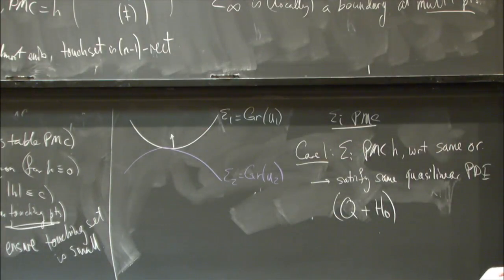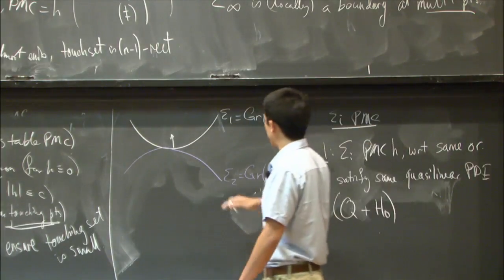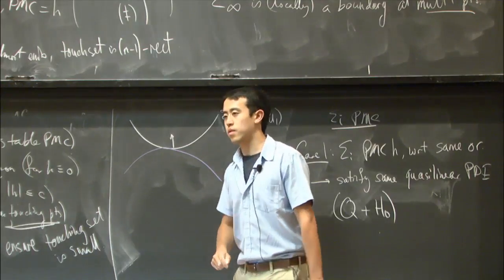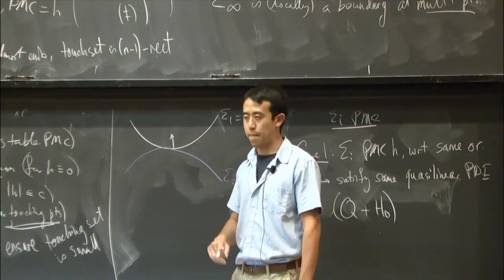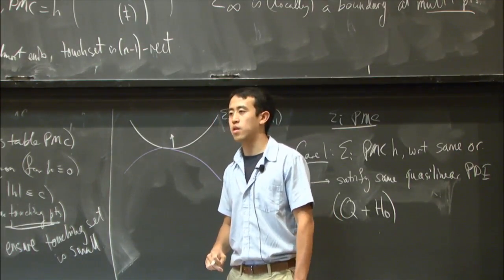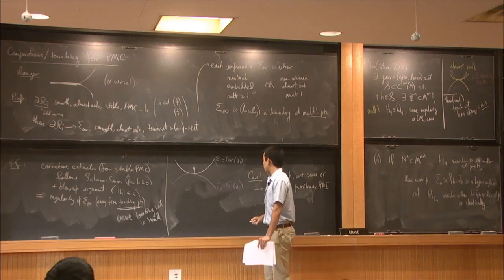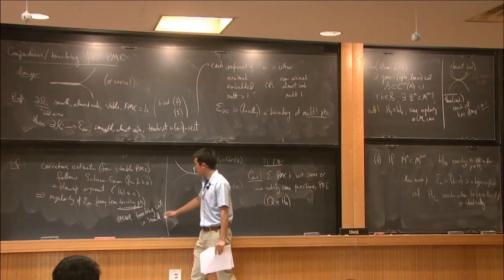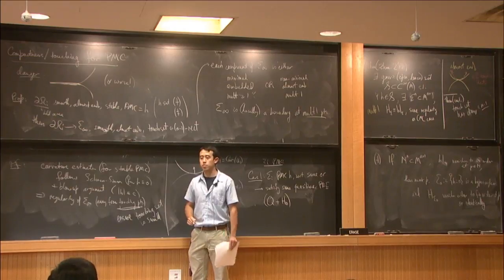Sorry. So the sigma, there are what, like two components, right? So there are two different components, and in the limit they're going to touch? Yeah. And you can think of it like that. And what are you trying to prove? So I'm trying to show that the goal is to show that the touching set is n minus 1 rectifiable. Right.